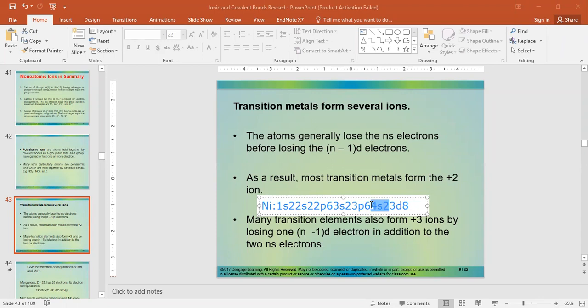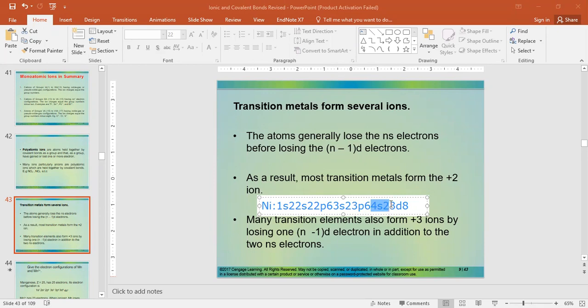Now, if it has to form nickel 3+, then the third electron is going to be lost from the 3d. That's why we say ns, then n minus 1. The ns is 4s, then n minus 1 means 3d. So it is going to first lose electrons from the 4s, and if it is required to lose more electrons, those are going to be lost from the 3d.